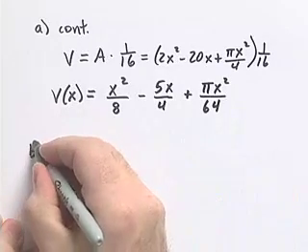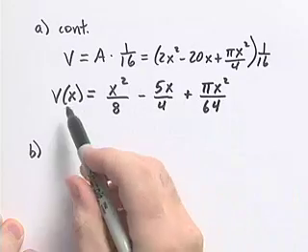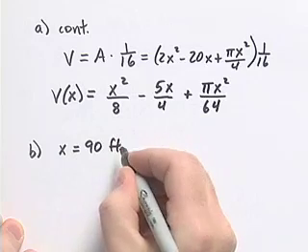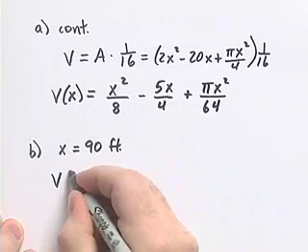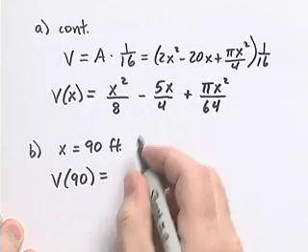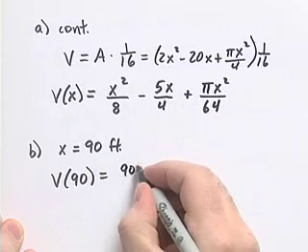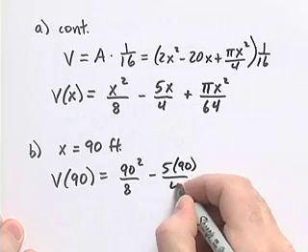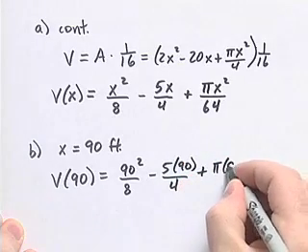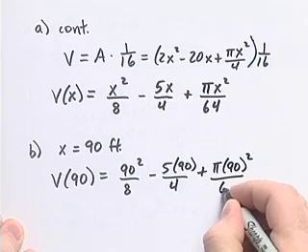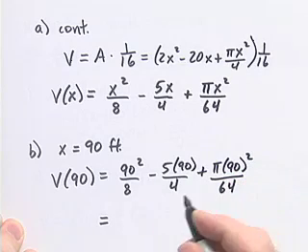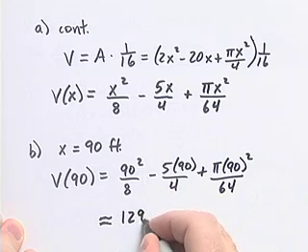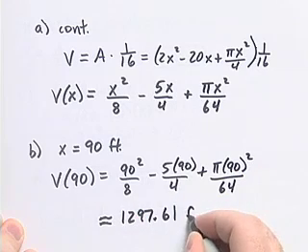In part B, we're asked to find the volume of the ice if the width is 90 feet. So we're given that x is equal to 90 feet. So we just need to evaluate V of 90. We let x equal 90 in our definition. We'll have 90 squared over 8 minus 5 times 90 over 4 plus pi times 90 squared over 64. And if we evaluate that, we get that the volume is roughly 1,297.61 cubic feet.